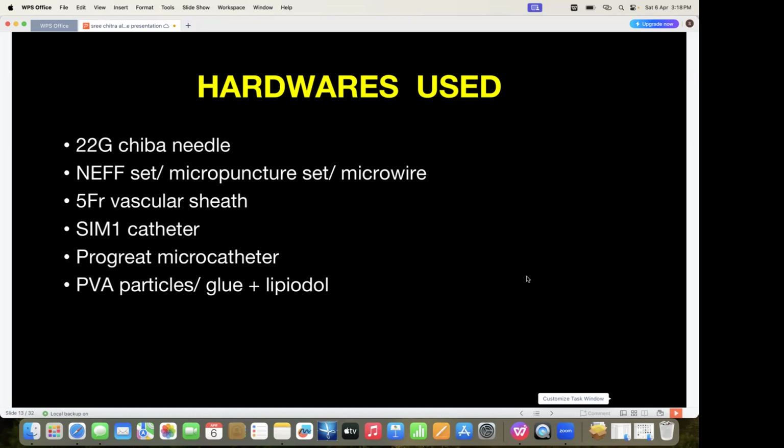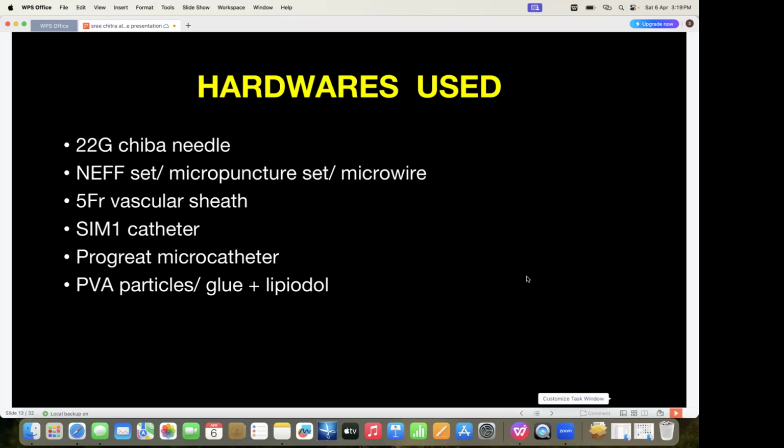We can take a power injector run. Following the run, we will know all the branches, variants, and everything. After that, we'll place a SIM catheter over a thermo wire, especially for ipsilateral embolization. If it is from the contralateral side, then we can use any normal catheters like a vertebral, or the reverse curve catheter.